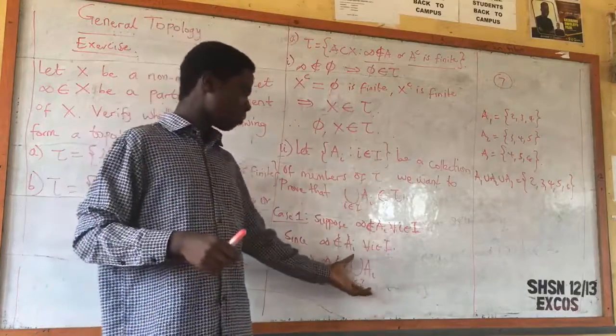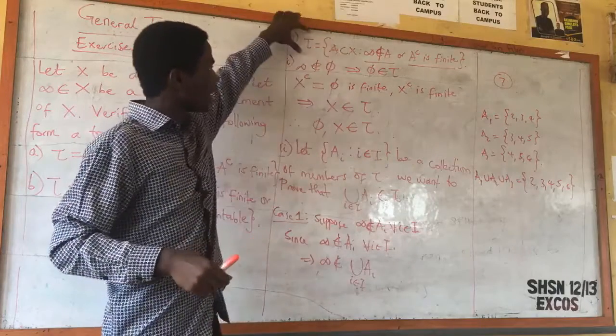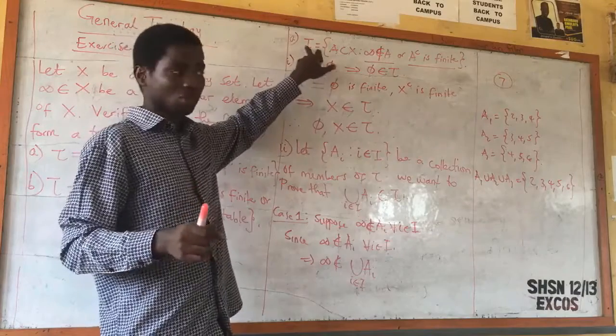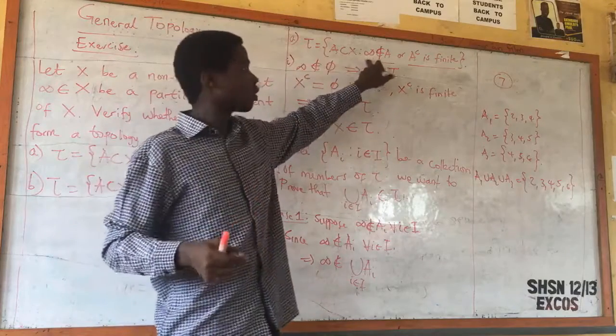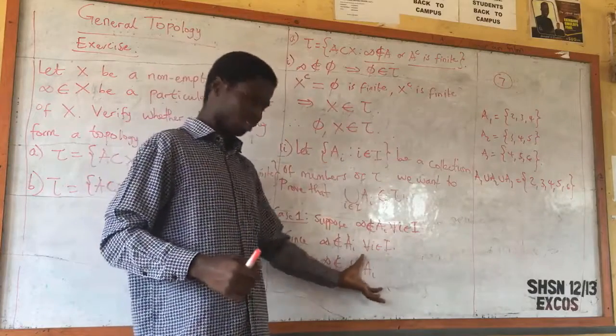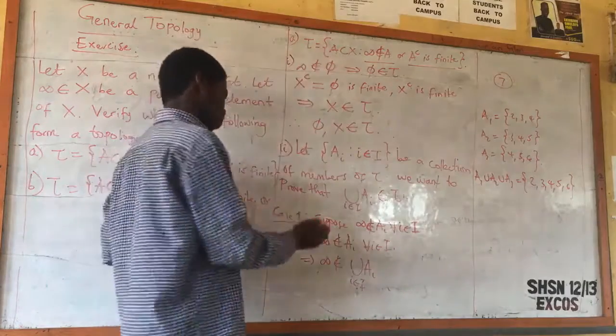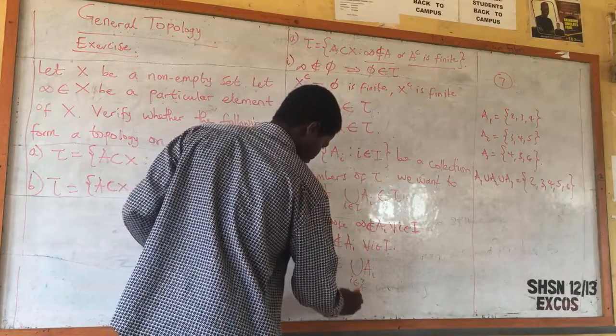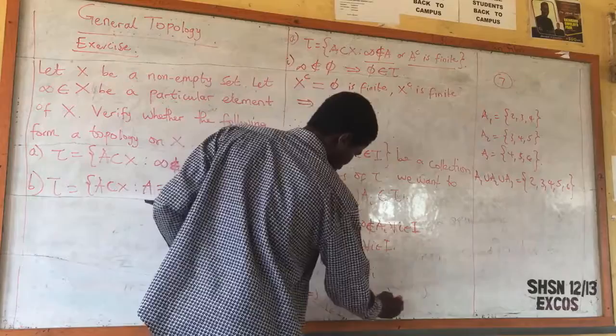So since infinity does not belong to their union, as we have said before, for an element to belong to this topology, it's either infinity does not belong to it or the complement is finite. Since infinity does not belong to this, it means that it's also a member of the topology. So it means that the union of A_i over i in I belongs to the topology.